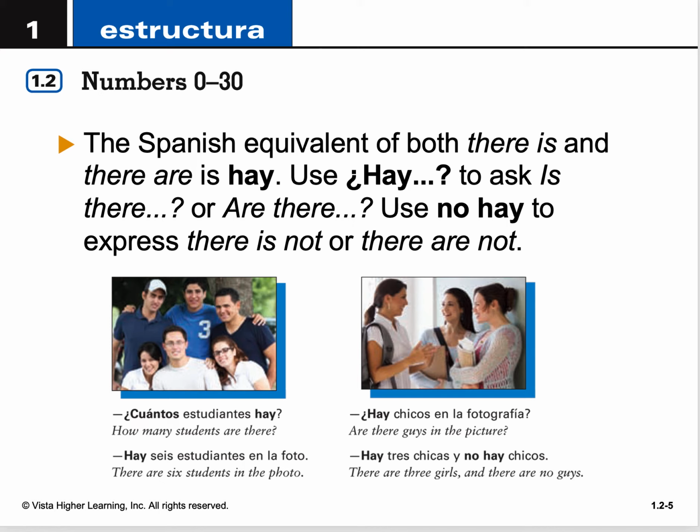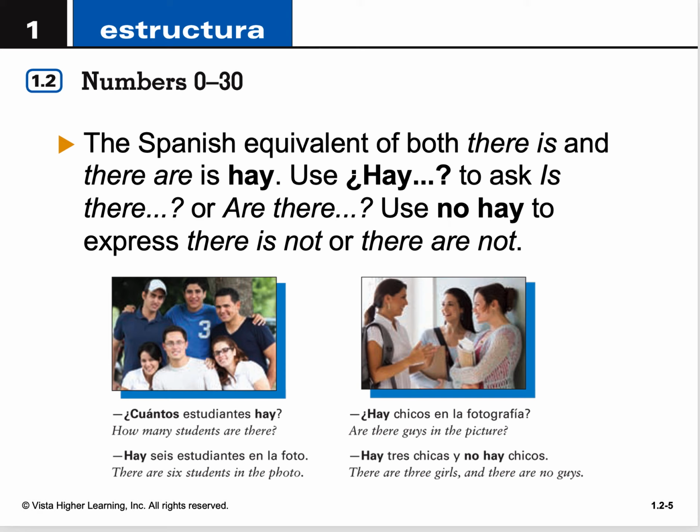The Spanish equivalent of both there is and there are is hay. In your pronunciations, you need to very carefully realize the H sound as a starting sound in Spanish is ignored. So I would just say ay, not hay. It's ay. So to ask is there or are there, I would use different forms of this.